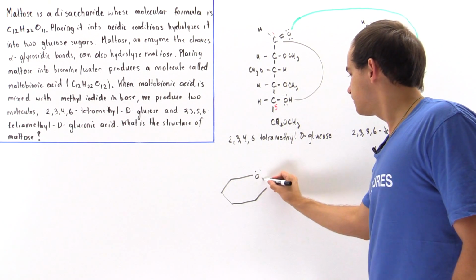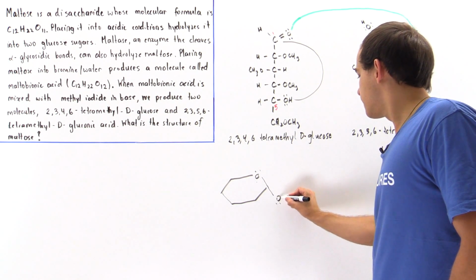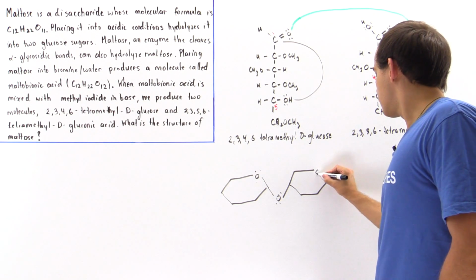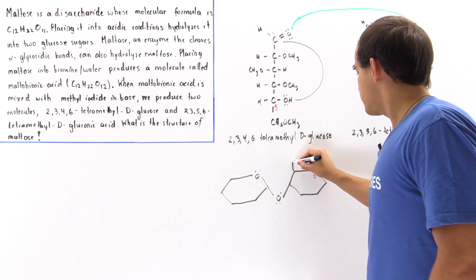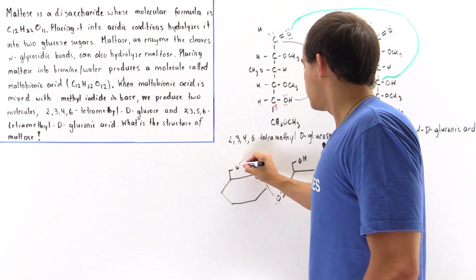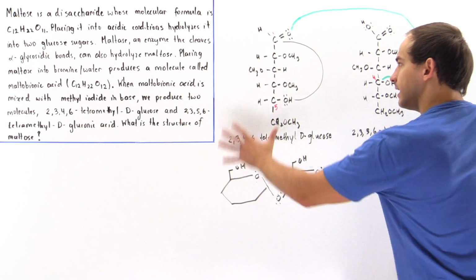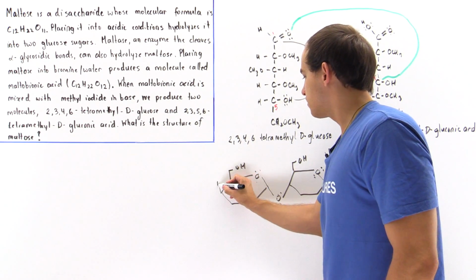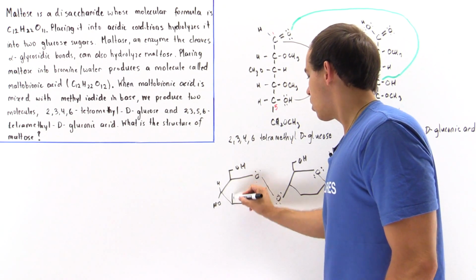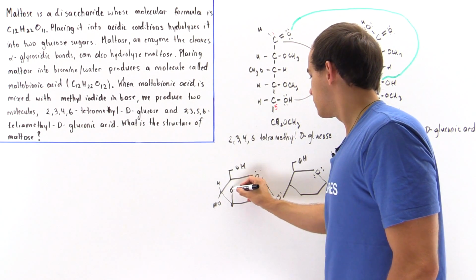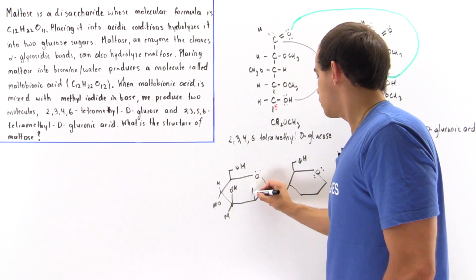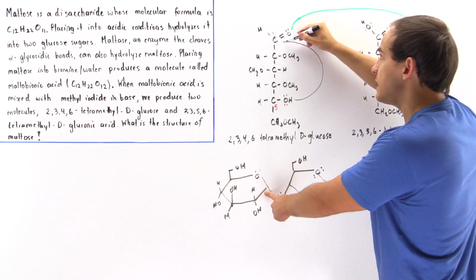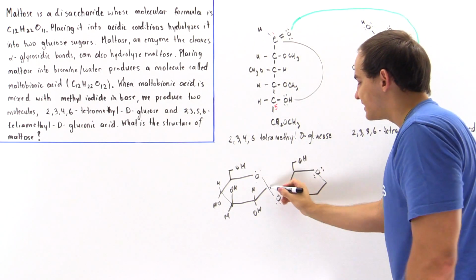We have the oxygen here, and then we have... so basically this is what our maltose looks like. So this is this molecule here. This is carbon number 6, carbon number 5. This is carbon number 4. This is carbon number 3. Carbon number 2. Carbon number 1, which is this carbon, contains this hydroxyl group that points downward.